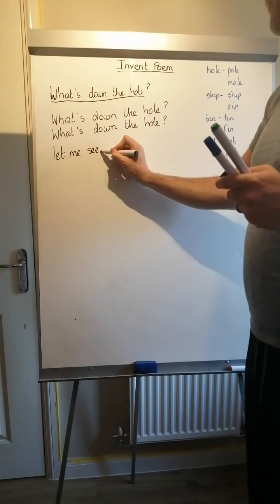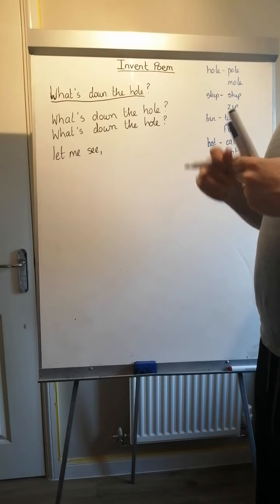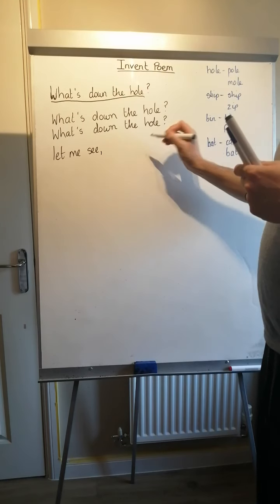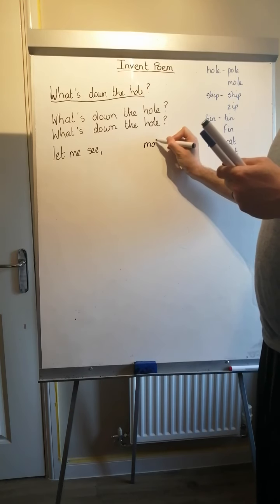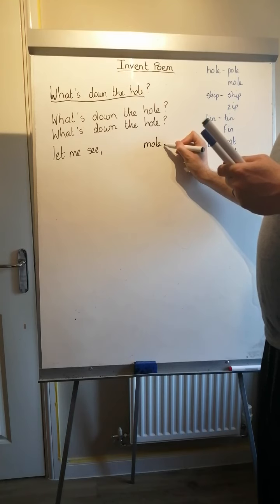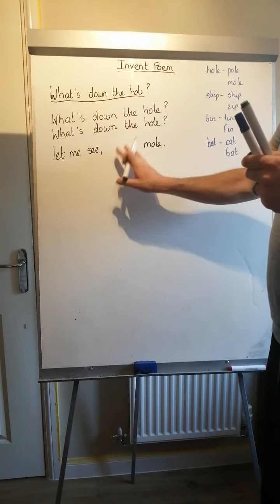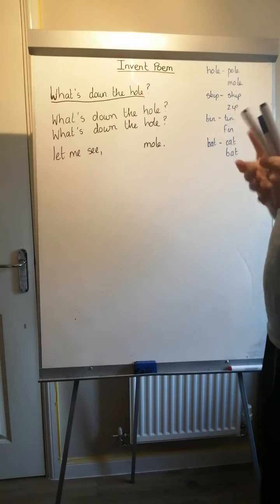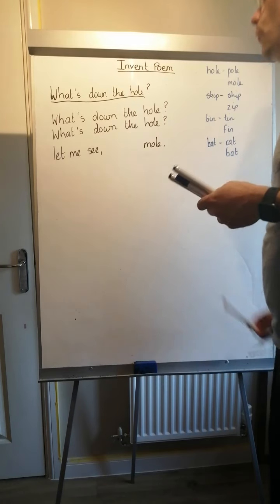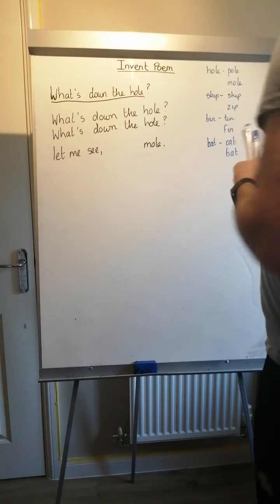Let me see, and then we list the things that we can see. So I saw a mole. Right, I want to put mole in there. I've got a gap here. This is where we put our adjectives in. So what kind of mole is it?